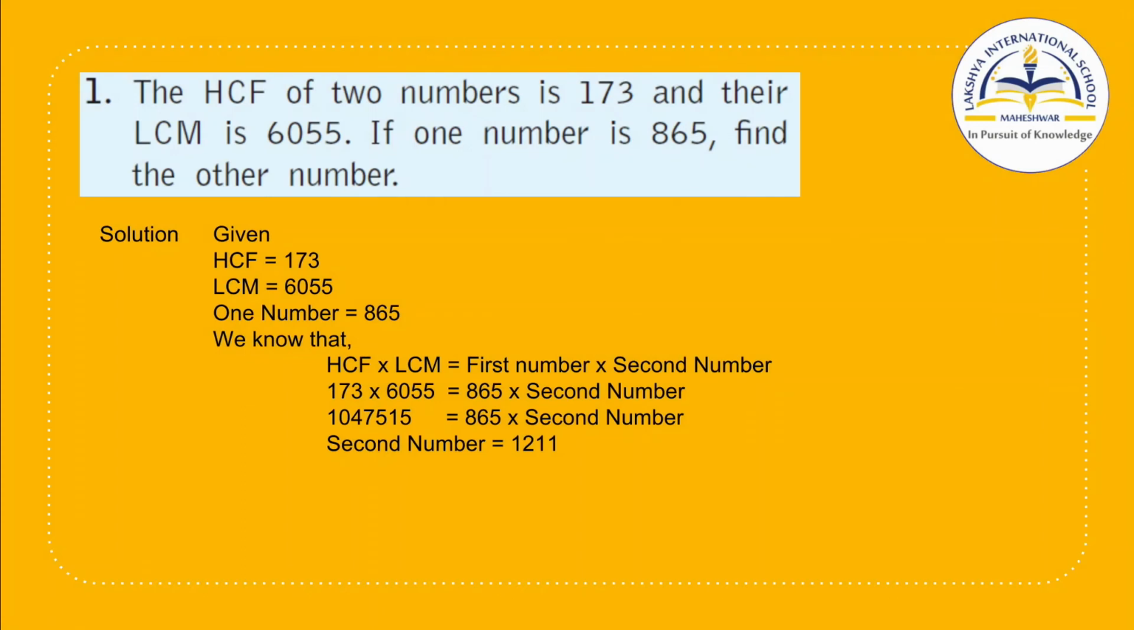Question number 1. The HCF of two numbers is 173 and their LCM is 6055. One number is 865. Now you have to find the other number. We know the formula, HCF into LCM equals first number into second number. So HCF into LCM, 173 multiplied by 6055, you will get 1047515. Now first number is 865 into second number. How can you find the second number? 1047515 divided by 865. When you divide this, you get the answer 1211.